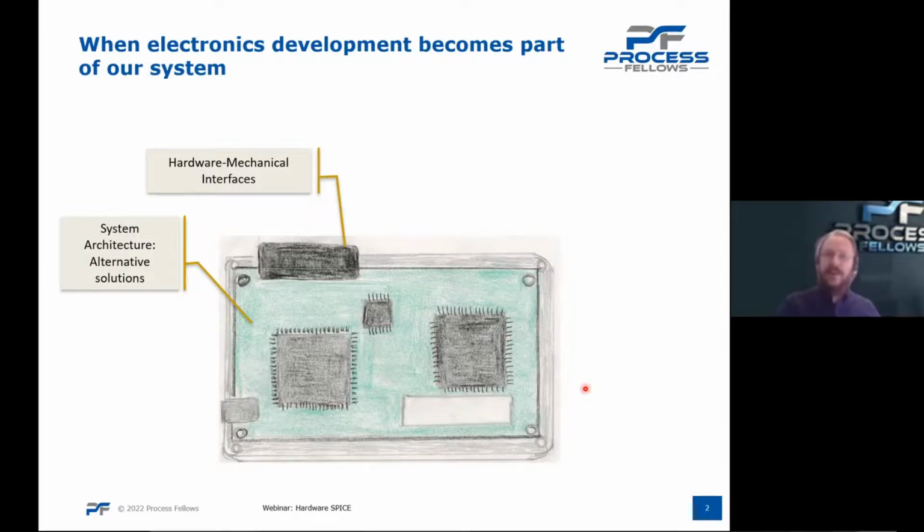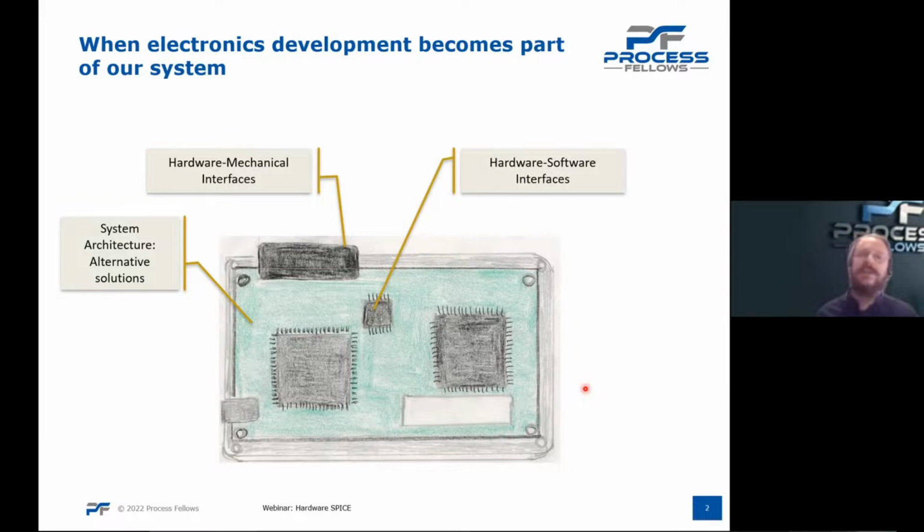Because otherwise, you will have problems with your interfaces, and you will need to redesign your complete product. And this, I'm pretty sure you know already, is something that will typically be very, very expensive. Next challenge, hardware software interfaces. So it's all about interfaces here. The complete system architecture is about interfaces. And I think it is our task to identify those interfaces as soon as possible.